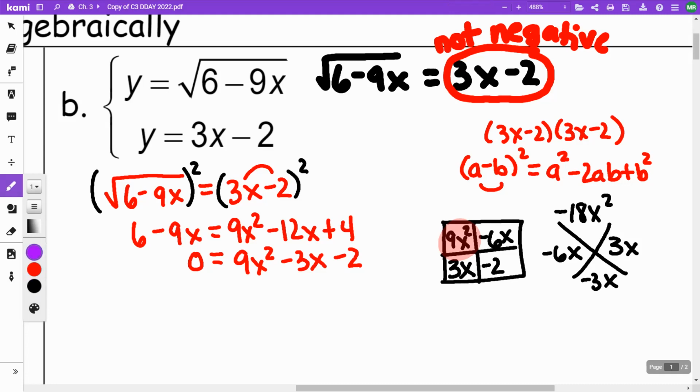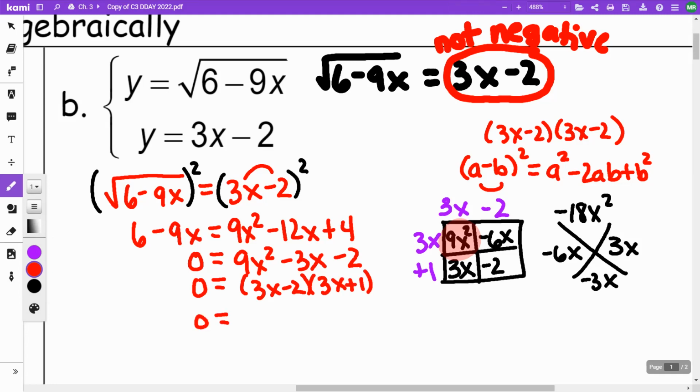So I am going to have a 3x. Let me rewrite that. A 3x and a 3x. This is going to be a -2 here. This is going to be a +1. So I'm going to get 0 is equal to 3x minus 2 times 3x plus 1. And so that's going to give me 2/3 for one answer and -1/3 for the other answer.